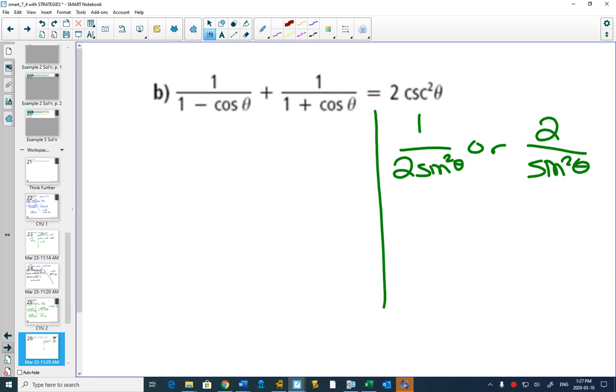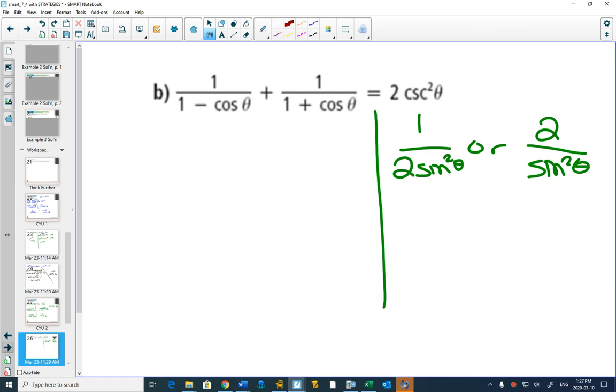Ask yourself what you would do. You have to change it to one of those 2 things. Cosecant squared is 1 over sine squared. So would I change it to 1 over 2 sine squared theta, or would I change it to 2 over sine squared theta? Okay? So I'll talk about that in a second.